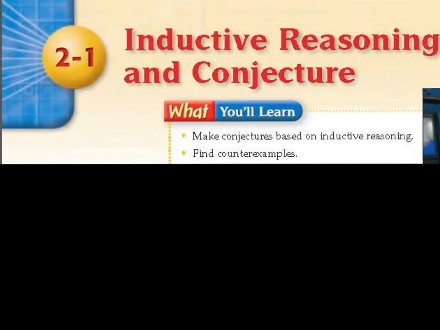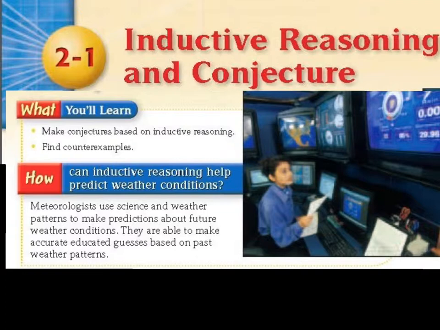The topic for Lesson 2.1 is inductive reasoning and conjecture. We'll learn how to make conjectures based on inductive reasoning and find counterexamples. How can inductive reasoning help predict weather conditions? Meteorologists use science and weather patterns to make predictions about future weather conditions. They are able to make accurate educated guesses based on past weather patterns.